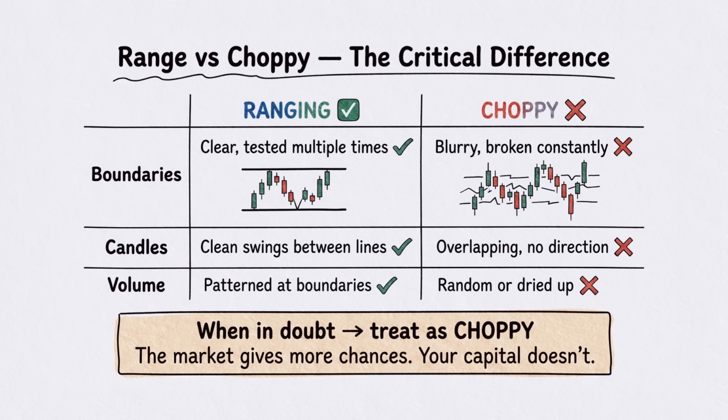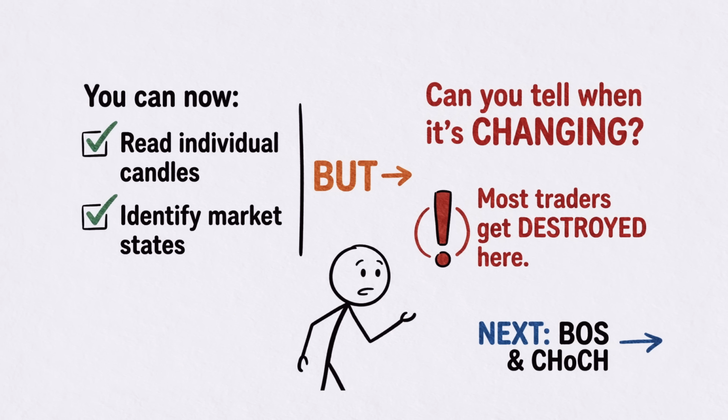And if you're not sure whether it's ranging or choppy, treat it as choppy. When in doubt, stay out. The market will always give you another opportunity. Your capital won't.